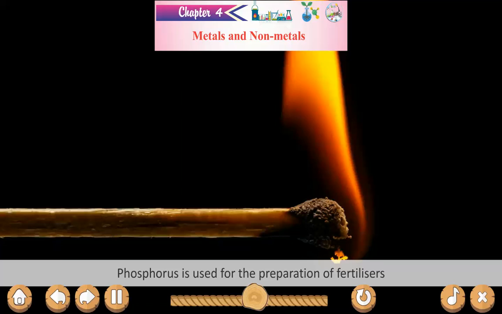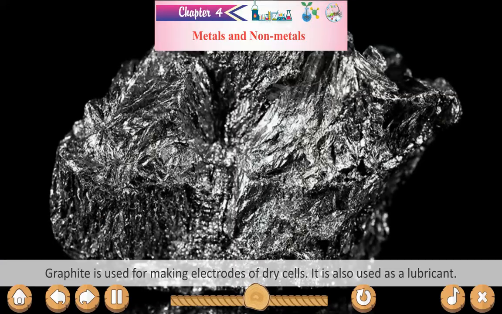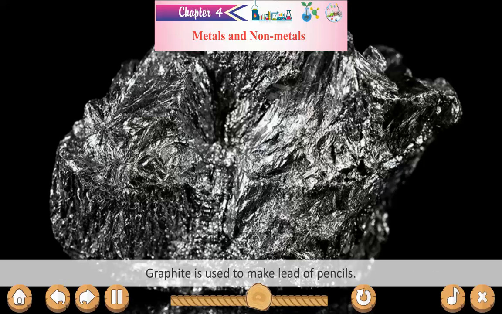Phosphorus is used for the preparation of fertilizers and in the making of matchboxes and fireworks. Graphite is used for making electrodes of dry cells. It is also used as a lubricant. Graphite is used to make the lead of pencils.